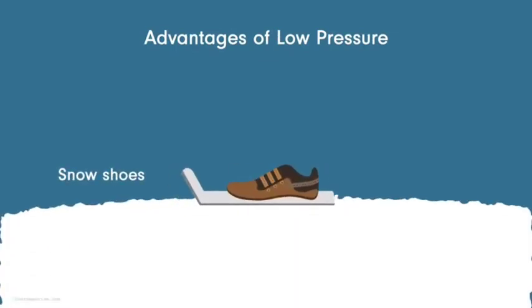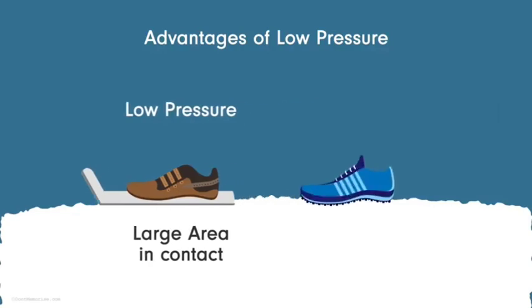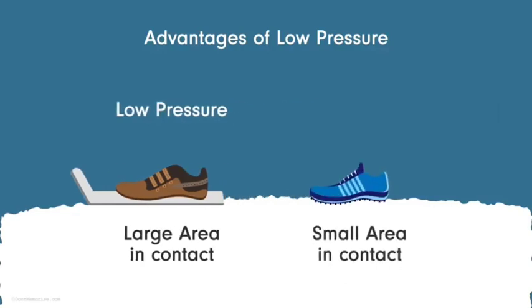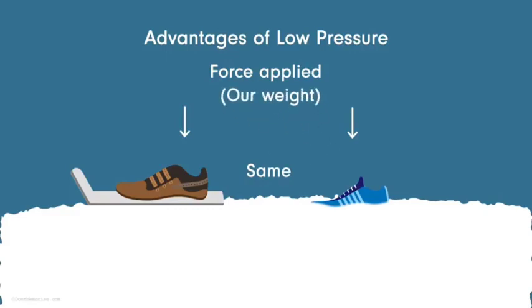We use snowshoes to walk on snow. The reason for that is simple. Due to the larger area in contact with the snow, snowshoes reduce the pressure on the snow. We are able to walk on it without our feet sinking deep inside. In case of normal shoes, due to comparatively smaller area of contact, the pressure on snow is more and it sinks our feet deep inside. Note that the force applied on the snow in both the cases is the same. This force is nothing but our weight on the snow.